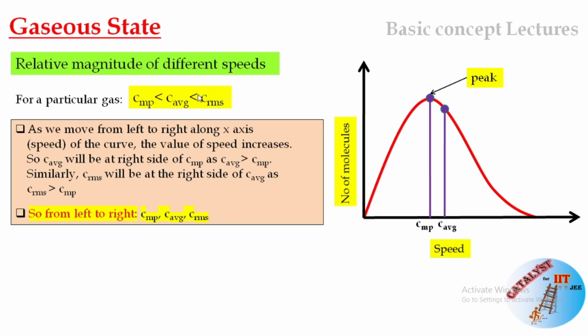Similarly, as the RMS speed has a greater value than average speed, the RMS speed will sit at the right side of the average. So, this will be the positions of the three different speeds on the Maxwell distribution curve. So, from left to right, most probable speed, average speed and RMS speed will be there.